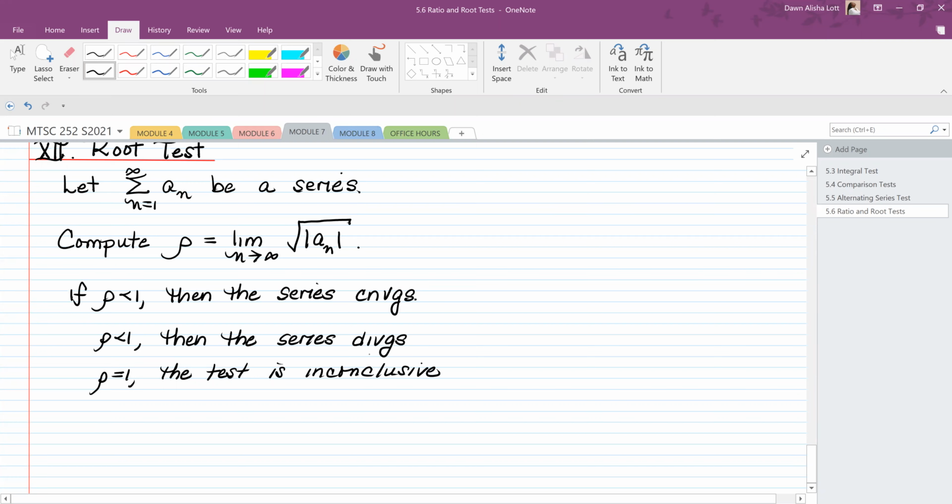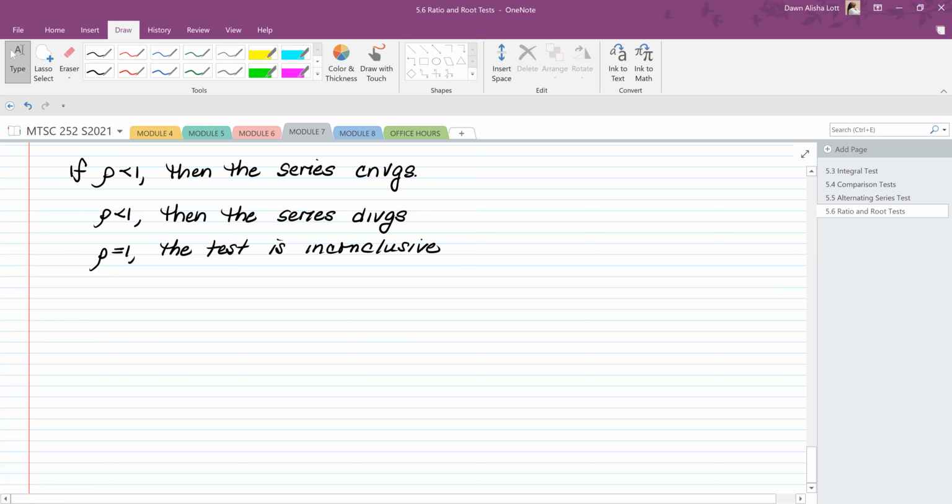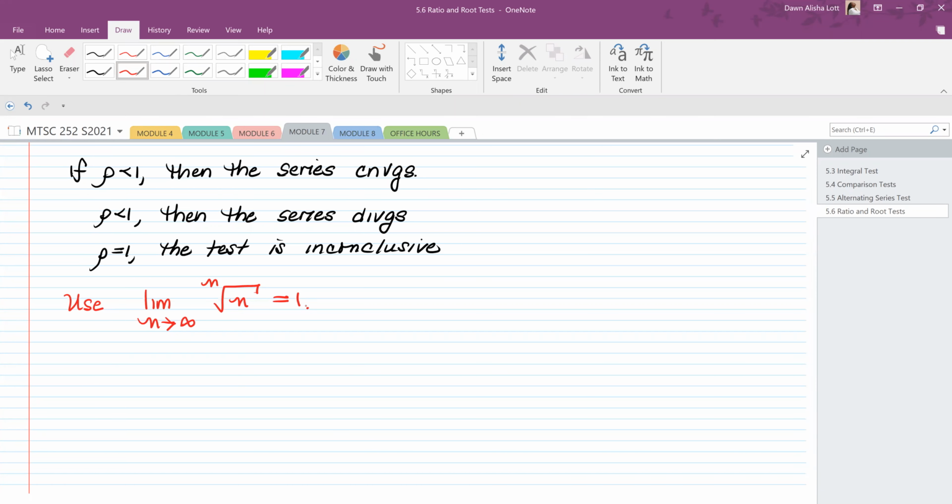Now, the reason why I like this test is because, like I said, this test is quick and dirty. But this test makes use of one major limit. And that is a lot of times you will use the fact that the limit as n approaches infinity of the nth root of n is 1. If you use that, you're in good shape. So we'll find a couple of places where we're going to need that. And I think there was another one that was also important. Let me find that one.